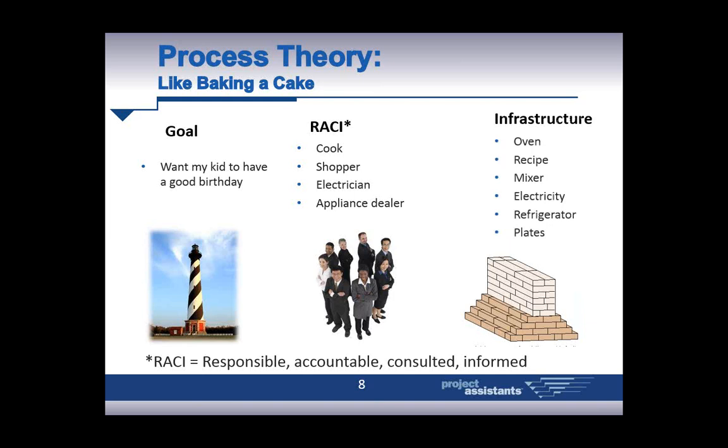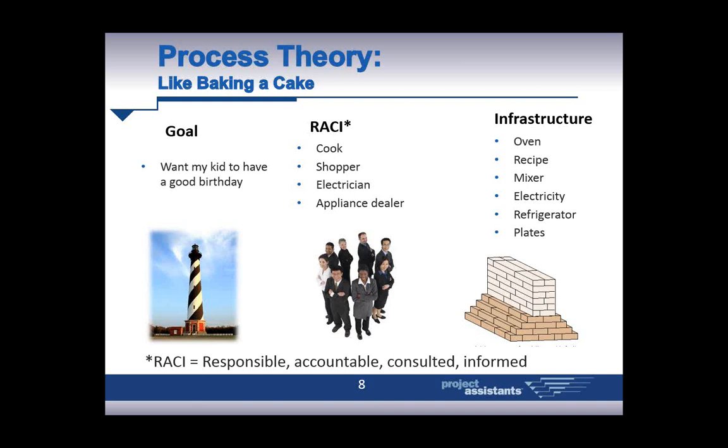Do we make assumptions that in order to bake a cake, there's going to be some level of infrastructure there? Like we assume, and we do, that there's an oven, a recipe, a mixer, electricity, a refrigerator, and plates to put it onto, okay? Or maybe candles, maybe fire, we can go on and on, right? So that is the background by which we start to say, is process, even in an environment, being cast into an environment where it has a chance for success?